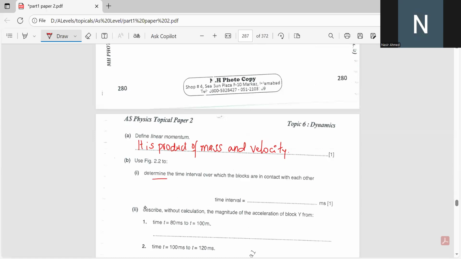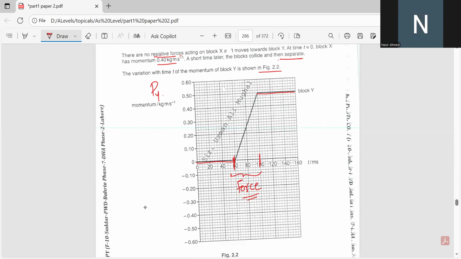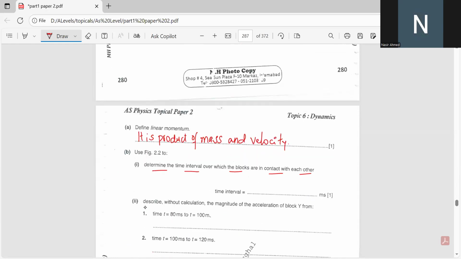Next it says determine the time interval over which the blocks are in contact with each other. So how much is the time? They will be in contact as long as a force keeps acting on it. So they are in contact for how much time? From 60 milliseconds to 100 milliseconds, so you will write down 40 milliseconds. You will be writing that they remain in contact for a time duration of 40 milliseconds.